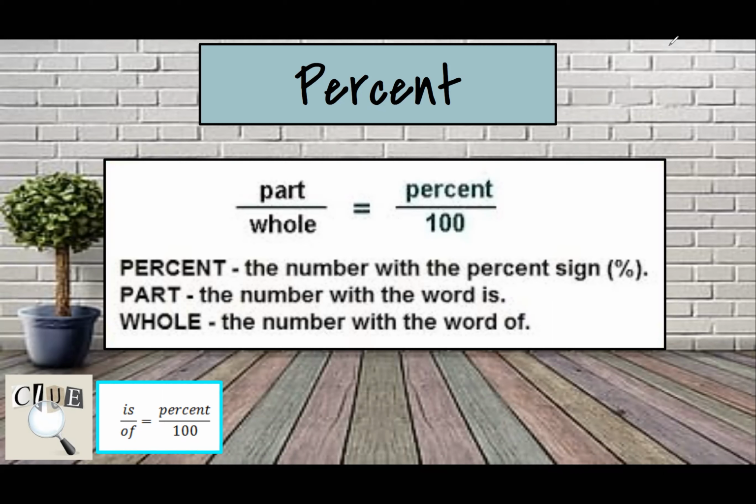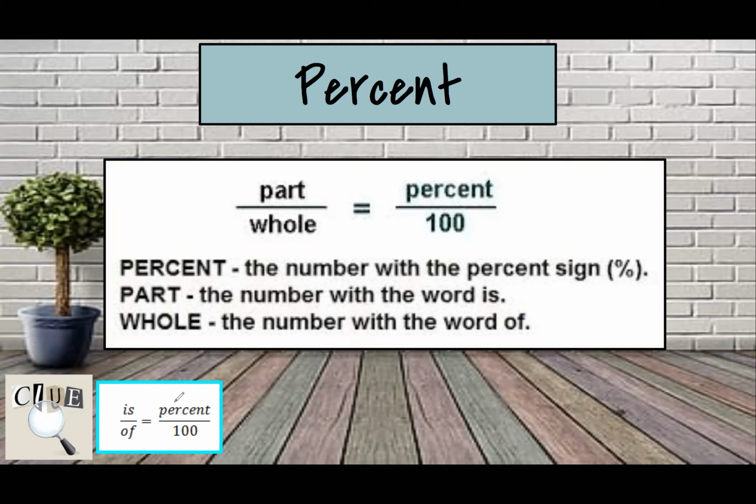So the percent is the number with the percent sign. It's going to be the number over 100, out of 100, because that's what percent means. It means per 100. The part, you're going to usually get the clue with the word is to tell you what the part is. The part is going to be the number out of something. And then the whole is the number with the word of. So I put some little clues over here, and we're going to be doing this quite a bit. The is over of equals percent over 100. I use these clue words to help me figure out where it goes in that proportion.